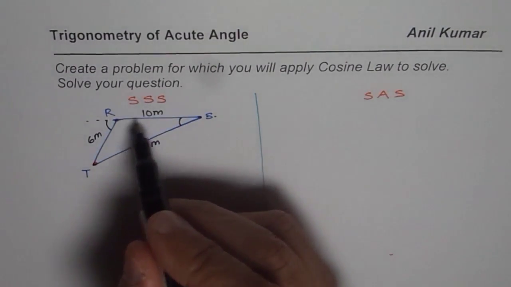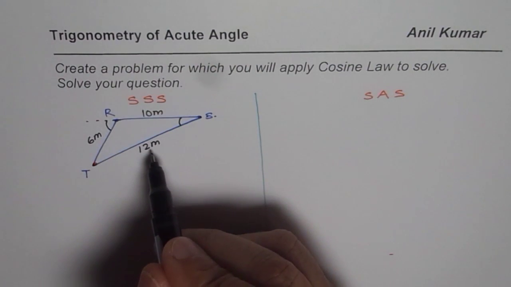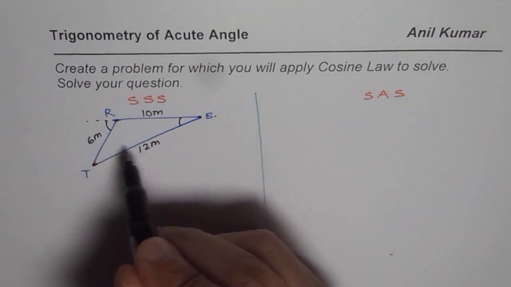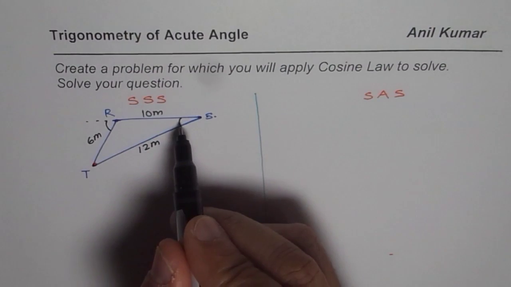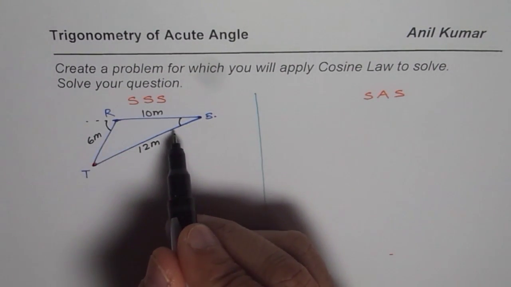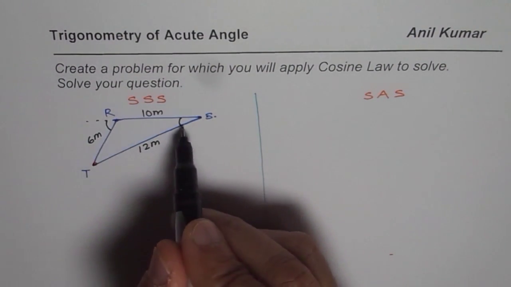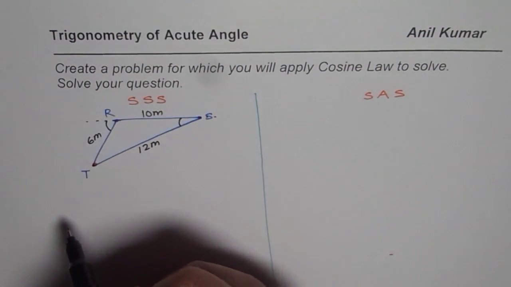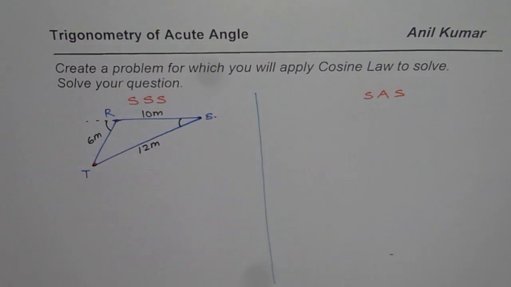Now in this particular triangle, we know that three sides are given to us, and so we have to use cosine law to solve for these angles. And this angle is the angle of depression because it is with the horizontal, correct? So that could be one question in which we have three sides given to us.